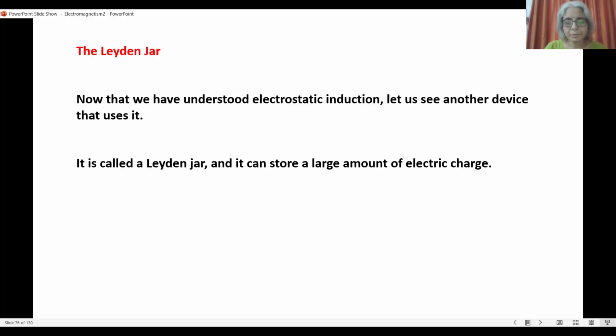In this video, we will look at what is known as the Leyden jar. It's a device to store a large amount of electric charge. Instead of generating it every time we need it, we can generate electric charge, store it, and then use it later.